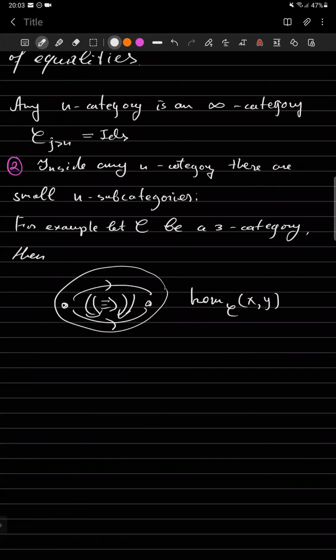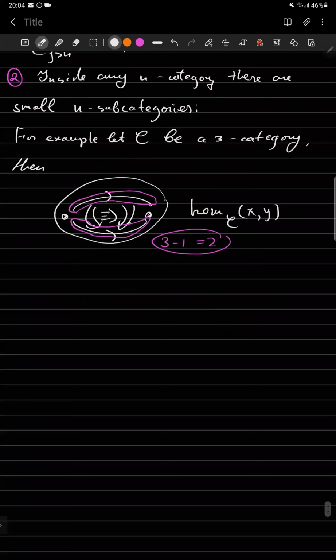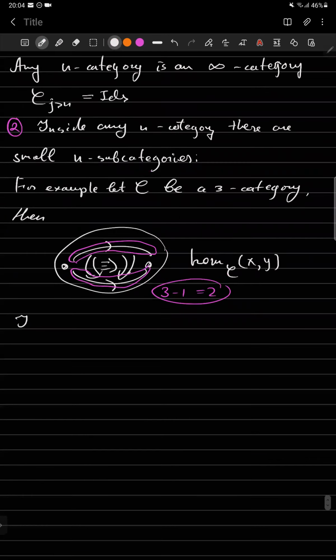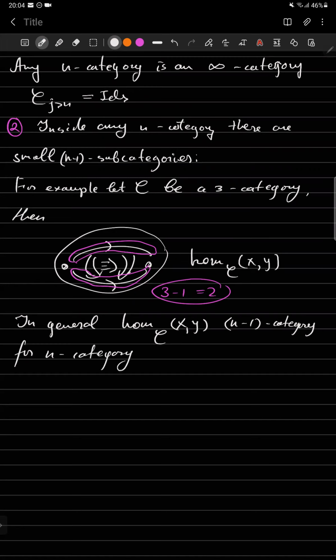Since we consider these now as objects, this is now 3 minus 1, aka 2 category. So we have one morphism being two morphisms, and two morphism being a three morphism between two morphisms. So in general, here I should write n minus 1. In general, C(X,Y) is an n minus 1 category for n category C.